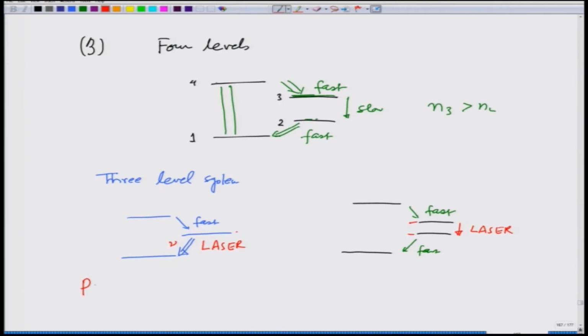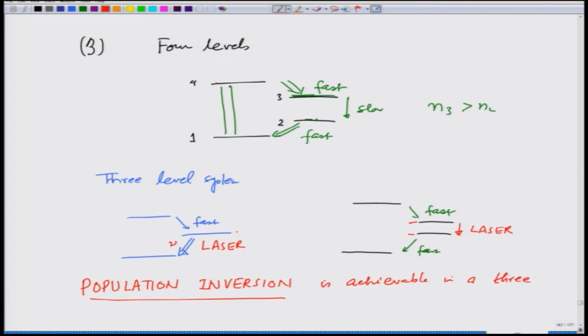So, population inversion, which is a new word now you are learning, is achievable in a 3 level or 4 level system, but not in a system that has only 2 levels. There, no matter what you do, you cannot achieve that.